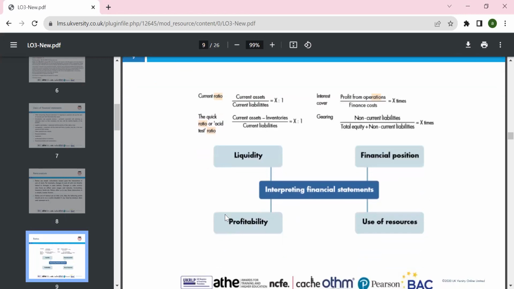Profitability, liquidity. Liquid means anything you can convert into cash, or cash itself. Financial position: what is the position of the company financially, the gearing and interest cover ratios come under this. So we use the formulas: current assets divided by current liabilities, and current assets minus inventory, because inventory, stock, is sometimes less liquid, maybe outdated or expired, but still showing in our financial statements.